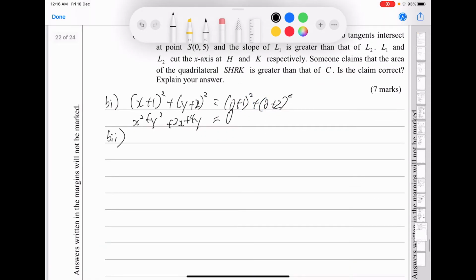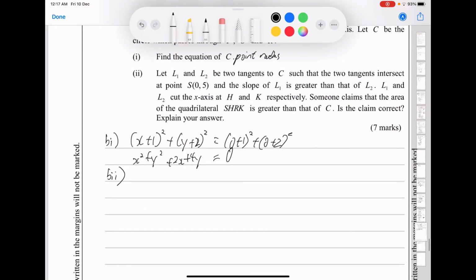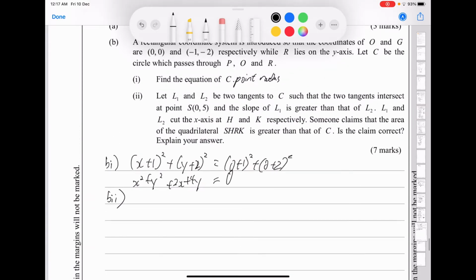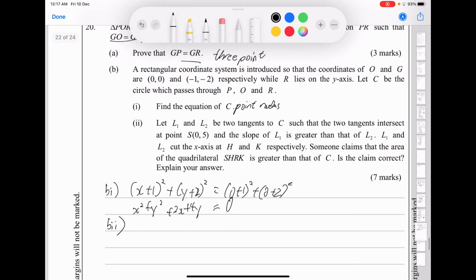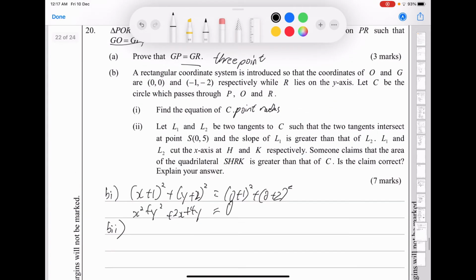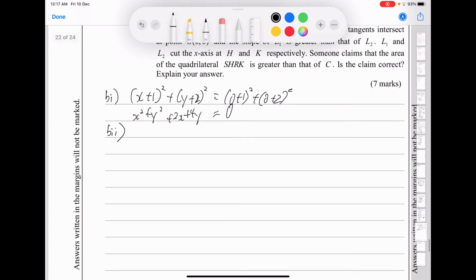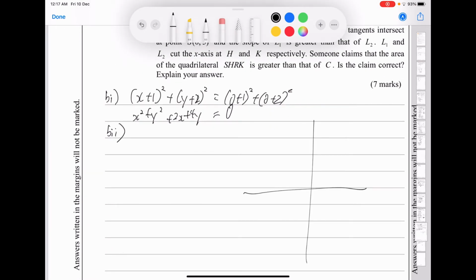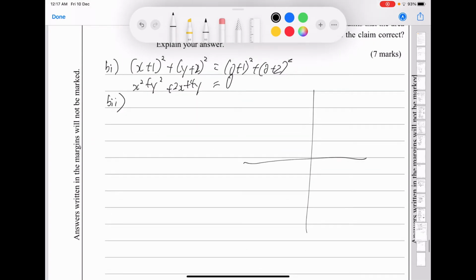Part B2. Again, this is a very complicated question, so I suggest you all write down the points so you do not forget which is which. So, let's start by drawing. O is (0, 0). This is R. No, this is P. Sorry. This is P. And this is R.